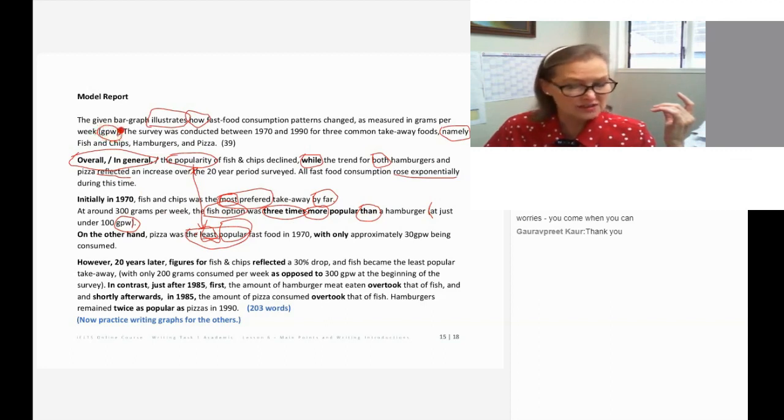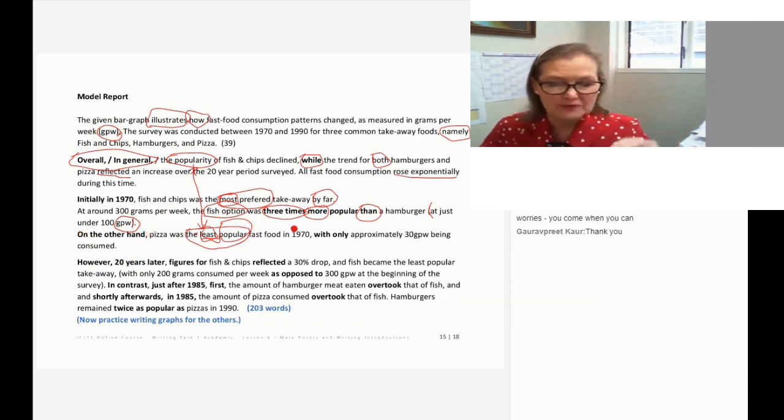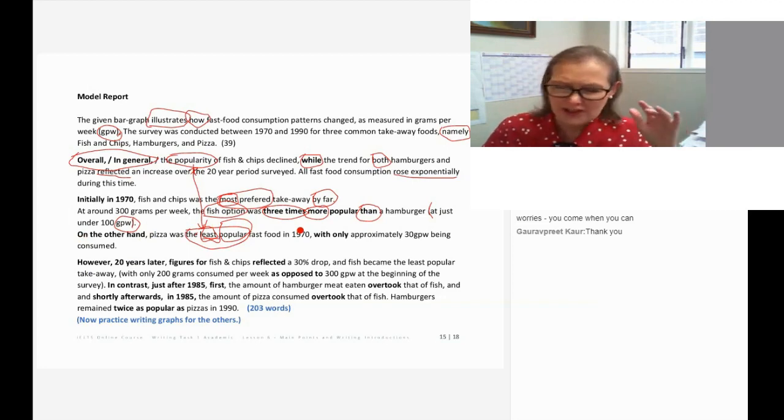In contrast, just after 1985, and have a look at that, just after 1985 or just below. Those are useful little words that give you better flow. The examiner is not going to be that kind to you and always give you exact figures.